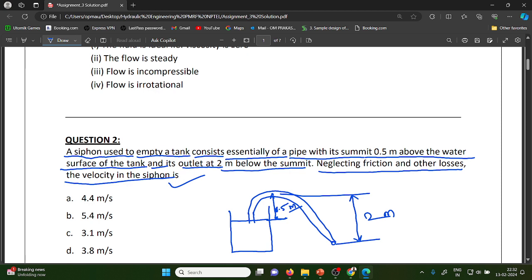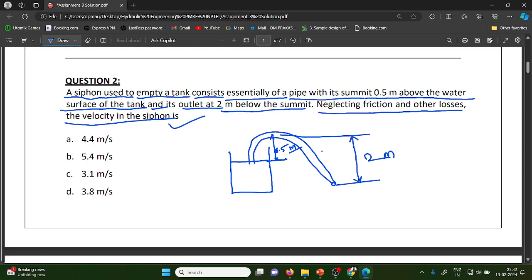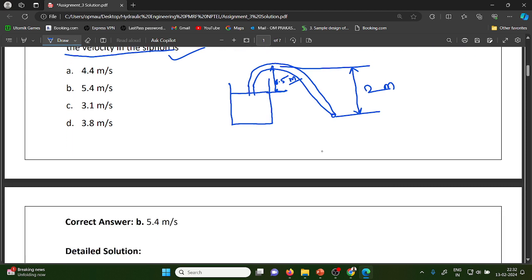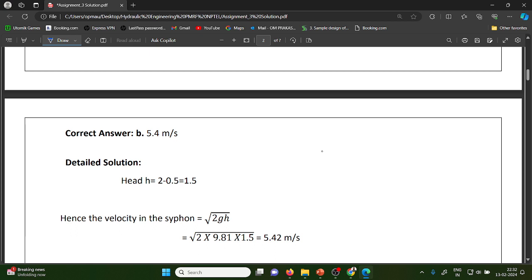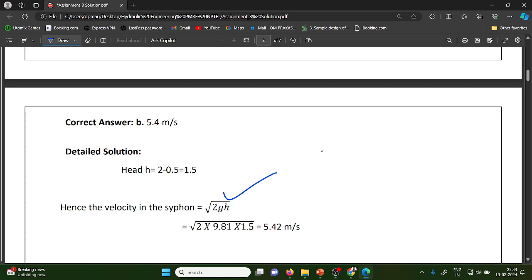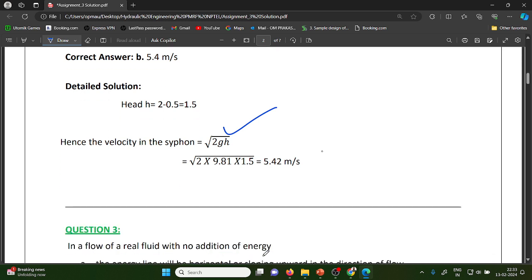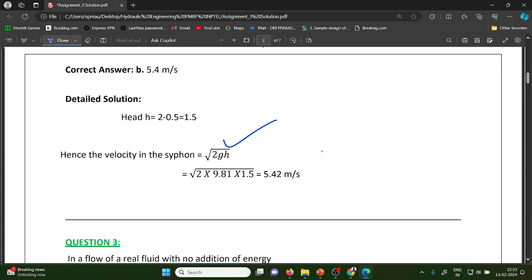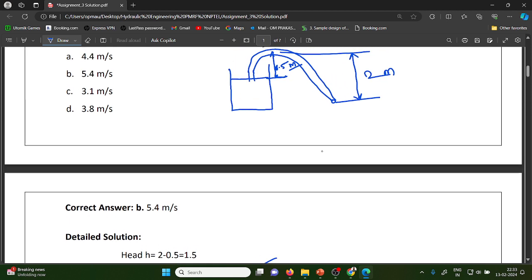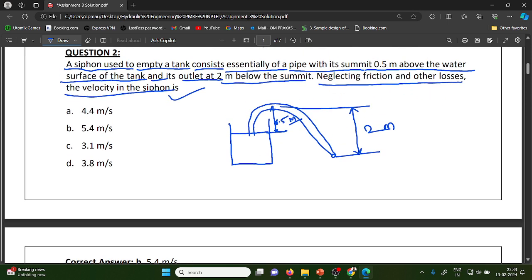Okay, now I will show the answer of this question. Actually, the head difference is what? 1.5 meter. So velocity is what? Root 2gh. Hence the velocity in the siphon is root 2gh. And this comes on the basis of what? The Bernoulli equation.